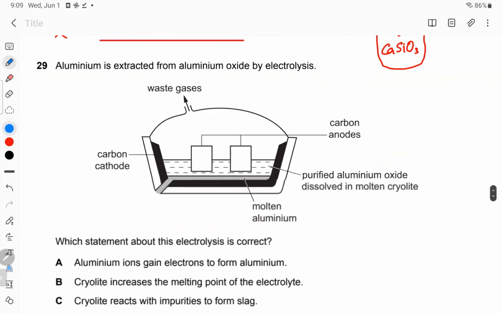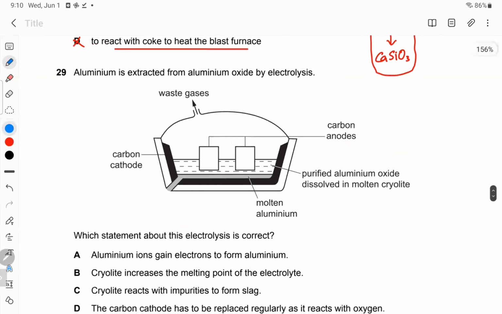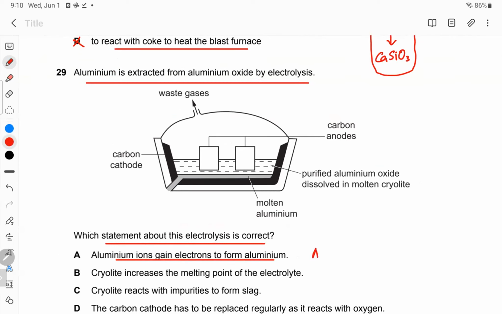Okay. Question number 29. Aluminium is extracted from aluminium oxide by electrolysis. Here we have an electrolytic cell of that extraction. Which statement about the electrolysis is correct? Aluminium ions gain electrons to form aluminium. Yes, this happens at the cathode, where aluminium ions have a 3+ charge and gain 3 electrons to form aluminium. So this statement can be correct, but we have to check the rest of the statements.